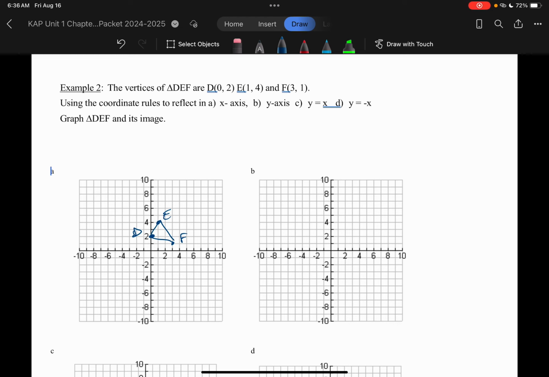So what we have here then essentially is reflecting over the x-axis. I'm just going to do these all on one graph, and you can just do it on the following graphs here. It'll be a little bit faster that way. So from reflecting over the x-axis, just count. D is 2 away, so when I reflect 2 away, would put D prime here. E is 4 away, so 4 away. F is 1 away, so 1 away when you reflect. There's our image, and we see that flip happening.